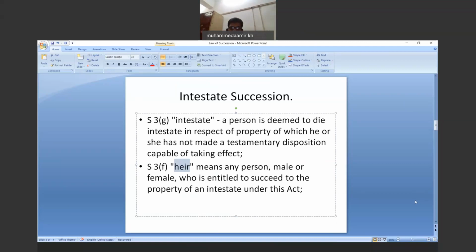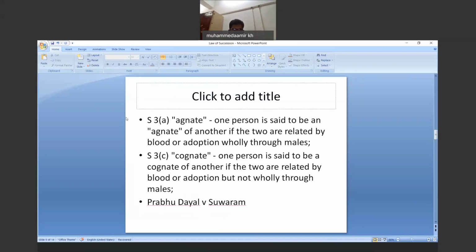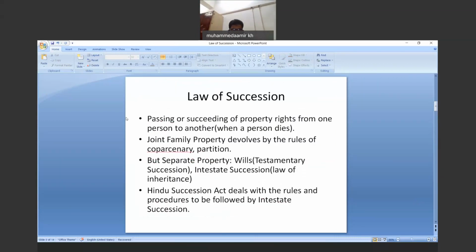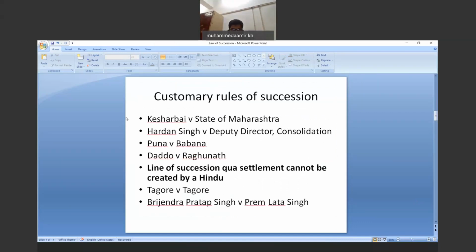Then comes the word collaterals. Collaterals, what we can define, are descendants in parallel lines from a common ancestor or ancestors. For instance, a brother is a collateral, a sister, paternal uncle, paternal aunt, their children, maternal uncle, maternal aunt are collaterals. Okay. So this was regarding the terms which we have seen. Today I have tried to bring in, with the help of case laws, customary rules of succession and line of succession, which I have discussed with you.